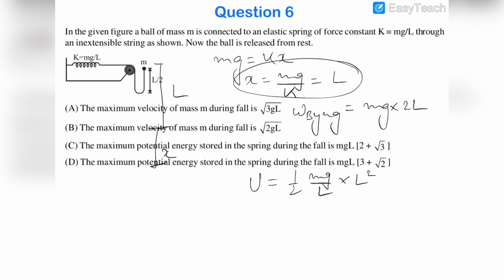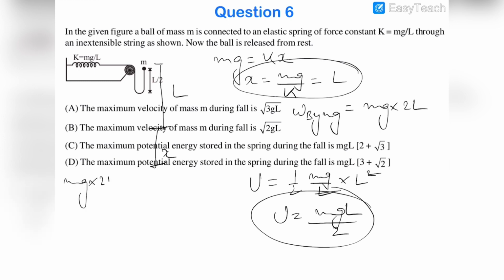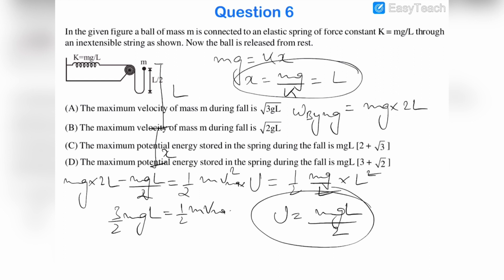x square is L square. So U is mgL by 2. This is the energy stored in the spring. And the rest of the energy, which is mg into 2L minus mgL by 2, is in the form of the kinetic energy of the ball, which is half mv square. This is v max. So 3 by 2 mgL is equal to 1 by 2 m v max square, and v max is equal to under root of 3gL. So the correct answer is A.